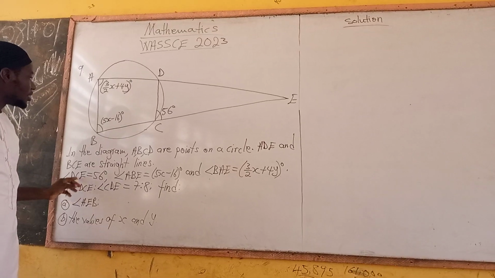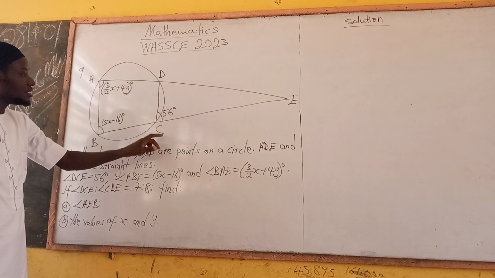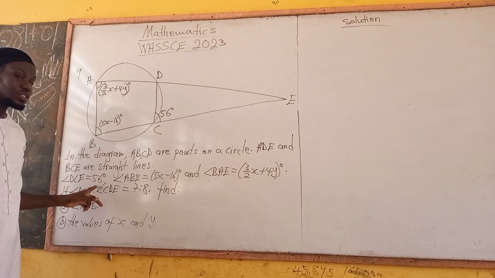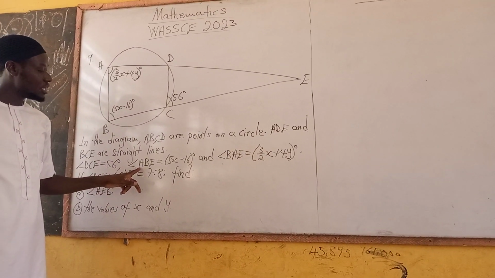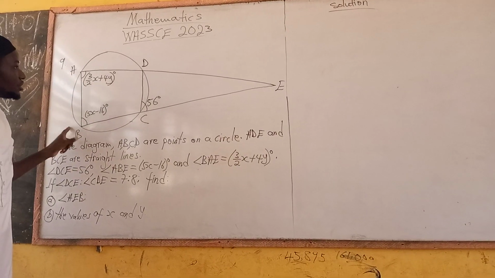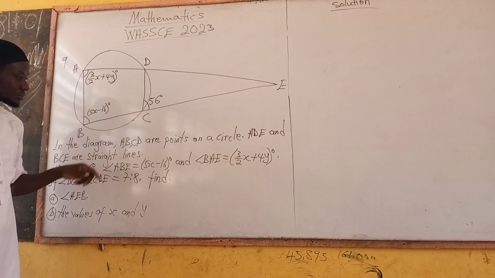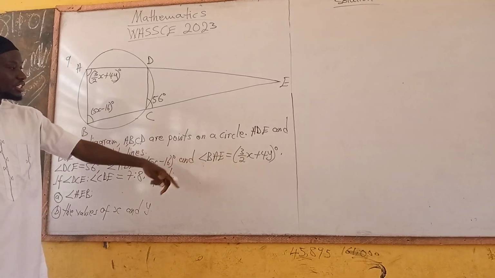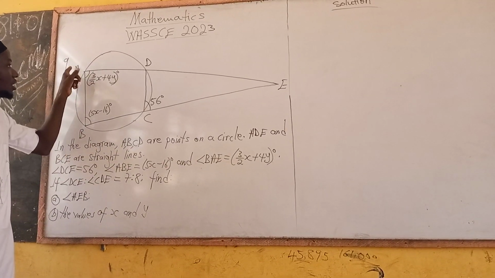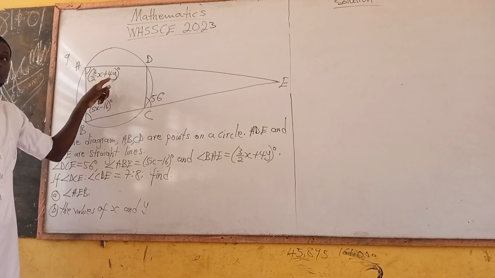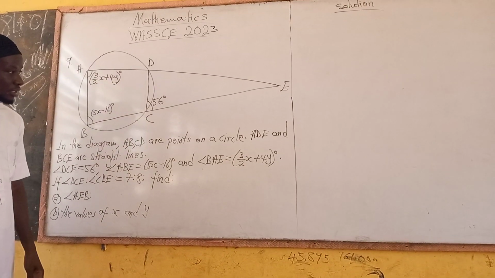Angle DCE, referring to this angle, is 56 degrees. Angle ABE, referring to this angle, is 5x minus 16 degrees. And angle BAE, referring to this angle, is 3 divided by 2x plus 4y degrees.